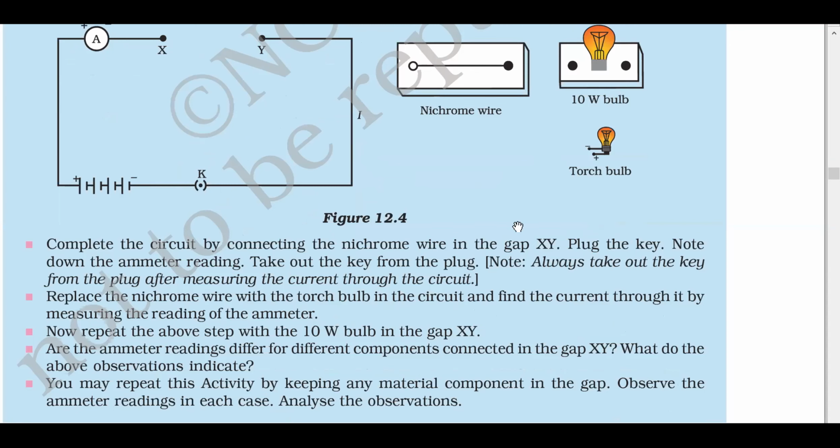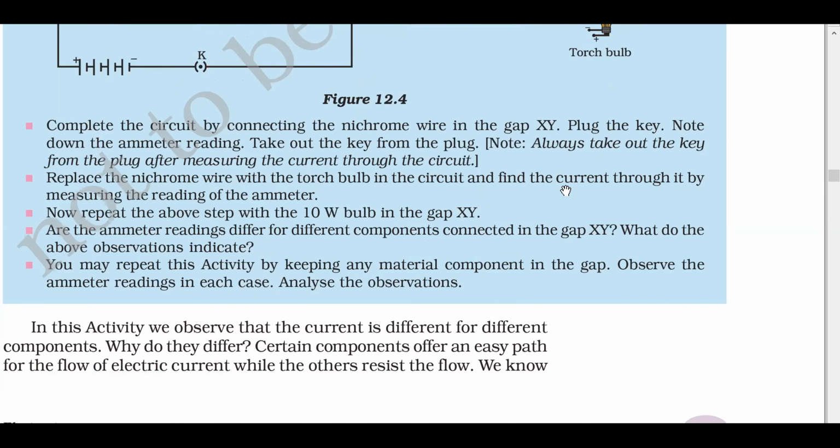Okay, is this activity clear? Is this activity clear, what we are doing? Yes, ma'am. We are connecting nichrome wire, the bulb and the torch bulb and noting down the ammeter reading, and we are finding that the ammeter reading is different for different components because current through each electric component depends on its resistance, and resistance of each component is different. Okay, so this is activity 12.2.